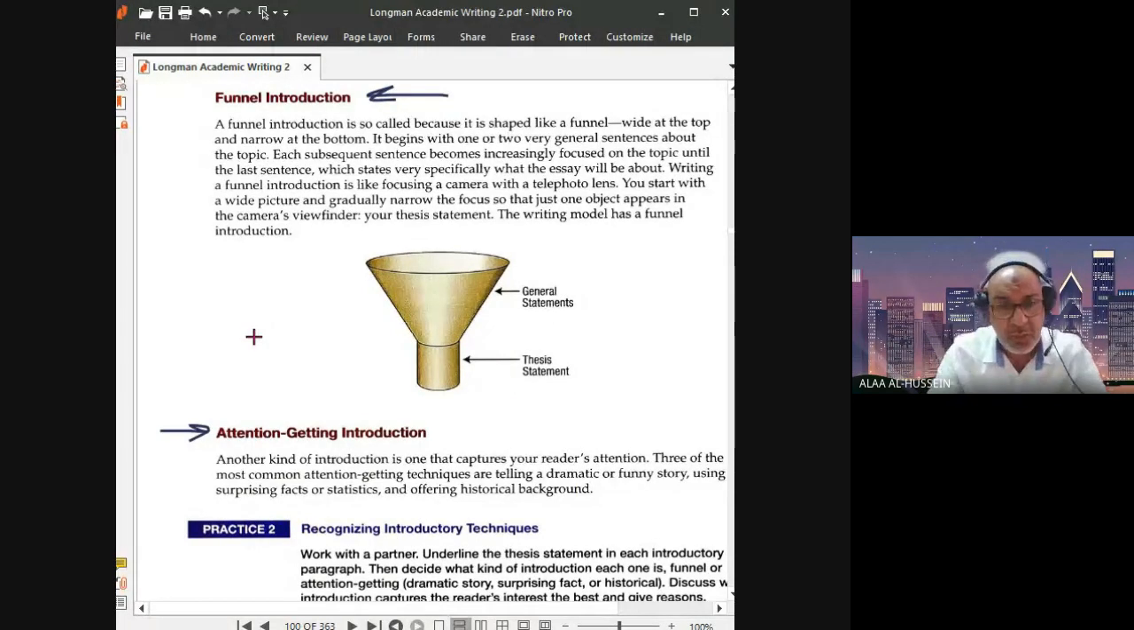from the figure in front of you, this figure is called what? This figure is called funnel. This figure, as you see on the shared document, this figure is what?